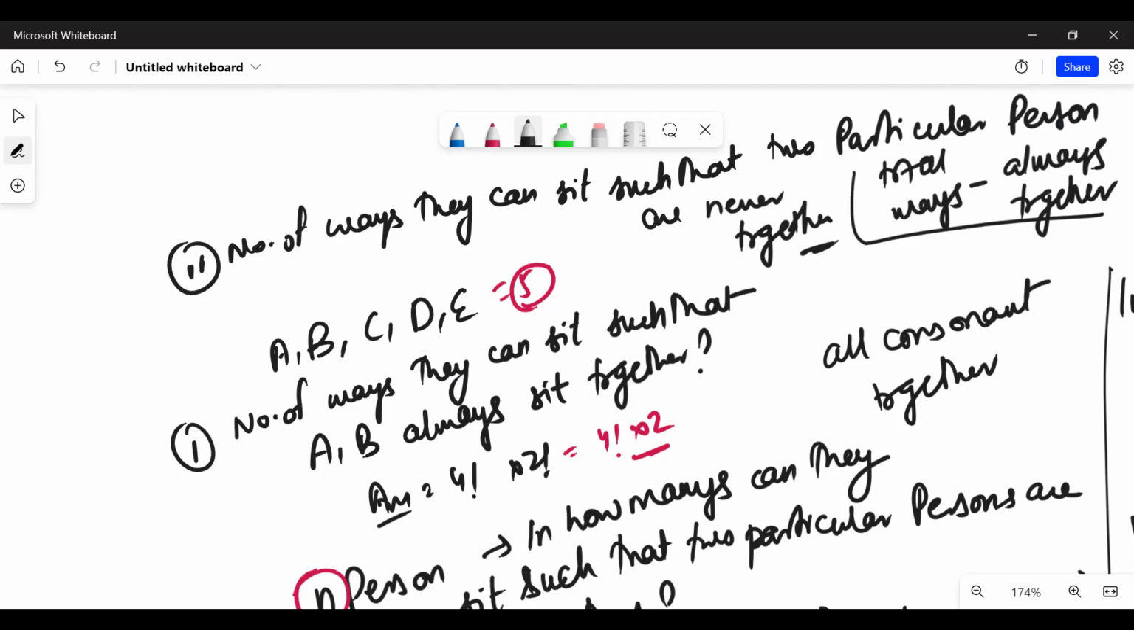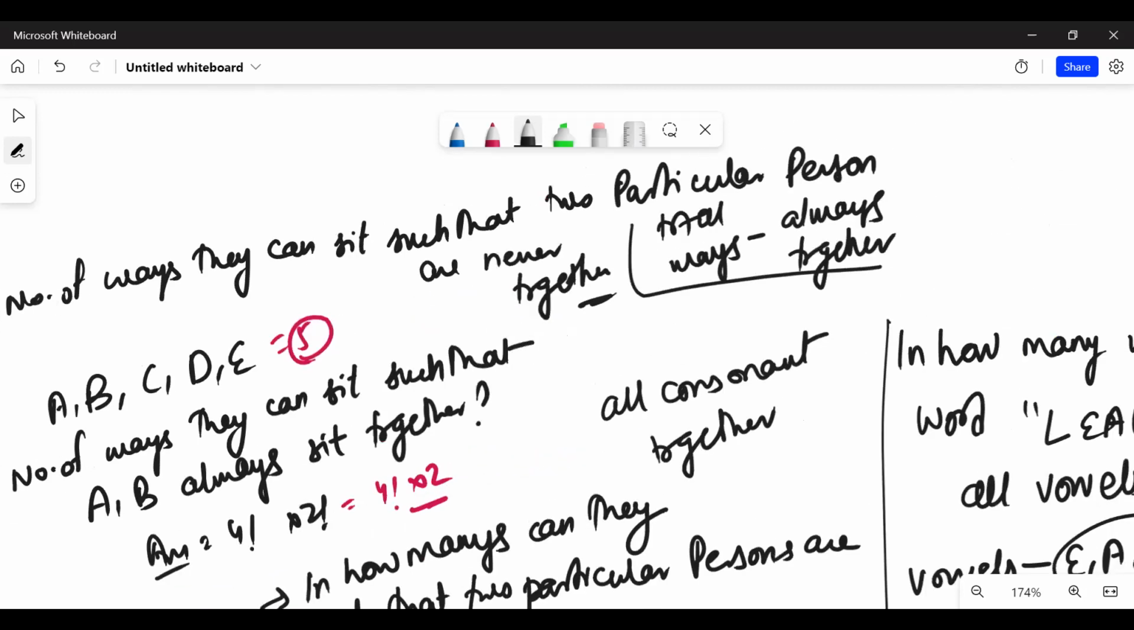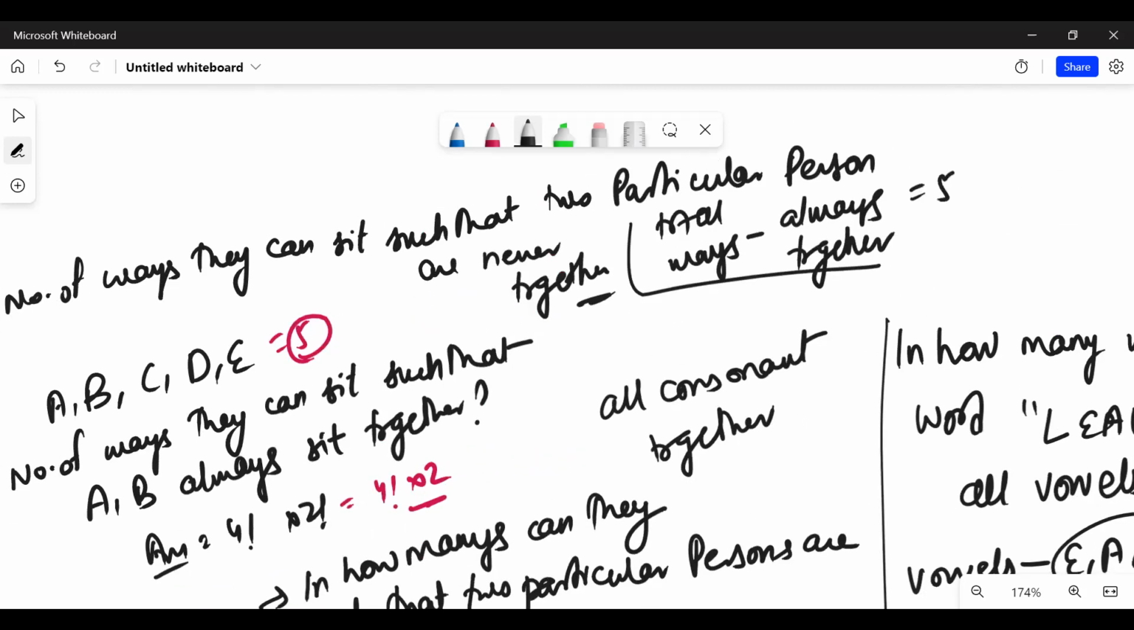Such that A and B are never together. How will you do? Total ways, how many persons are there? 5 persons are there. Total ways would be 5 factorial, minus they are always together, that would be 4 factorial into 2. Understood?